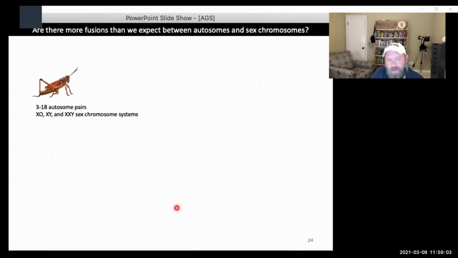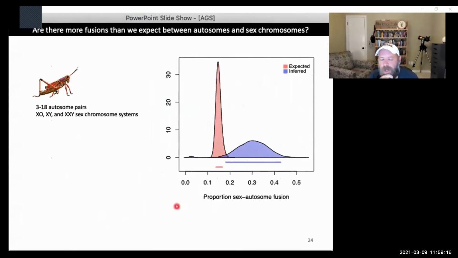Reassuringly, we've started testing this in other clades. We're working our way across the tree of life to understand how frequently this process seems to be playing a role in genome evolution. And when we look in Orthoptera, we see this beautiful picture where we do have significantly more of these sex chromosome autosome fusions than we would predict. And right now we're working on applying the same approach in dragonflies, Lepidoptera, mammals, across the tree of life to really understand how often we see an excess of these sex chromosome autosome fusions.